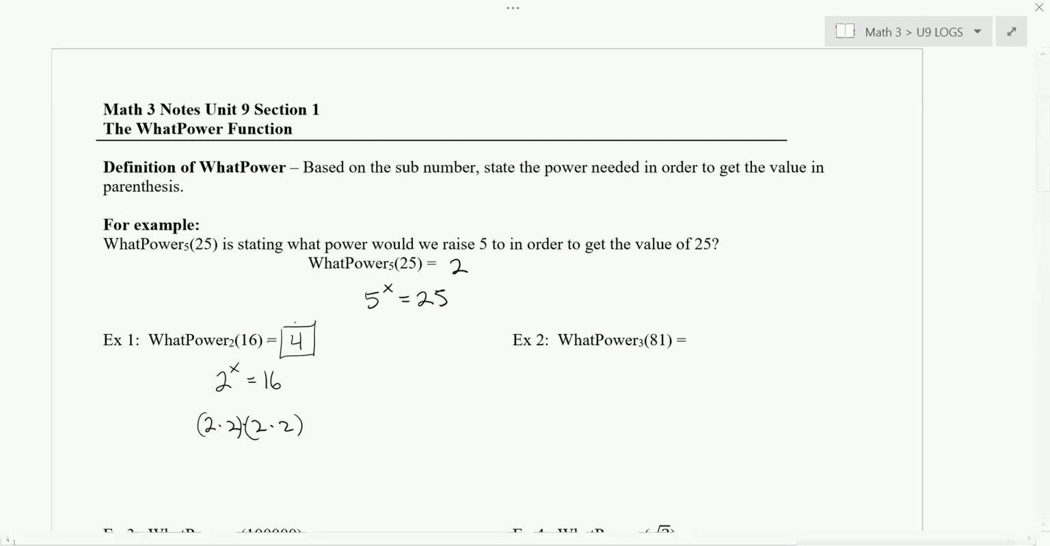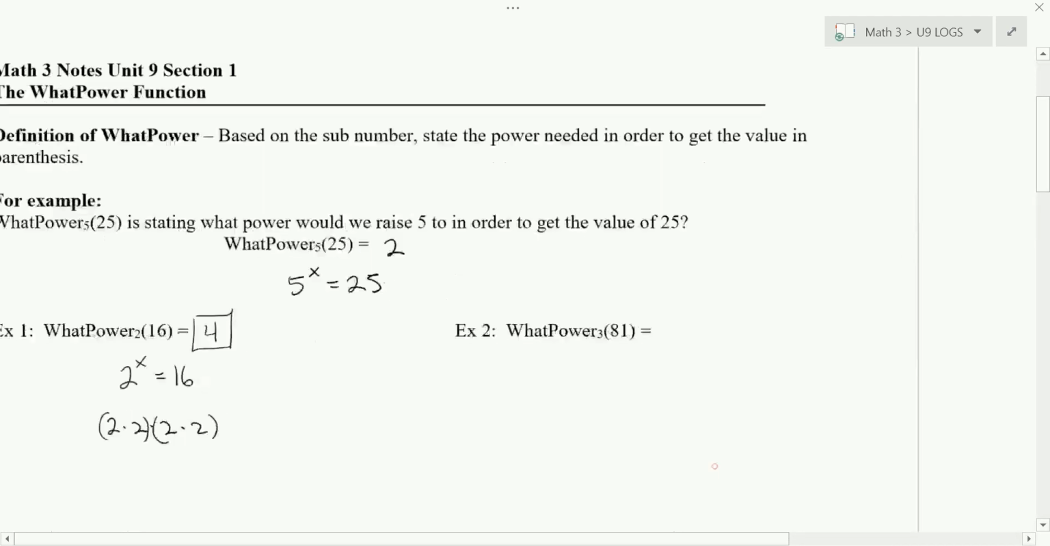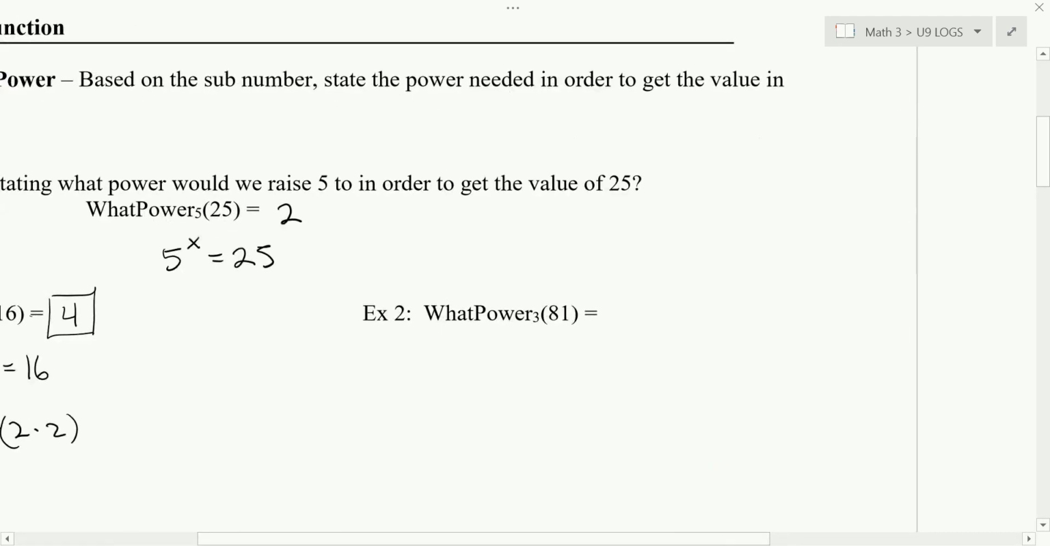What power base 3 of 81? What would the next one be? What power base 3 of 81? 3? So this is asking, again, 3 to what power is equal to 81? Right? And you may have to try it out.